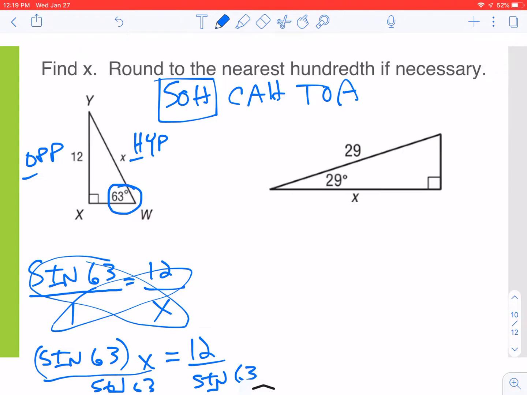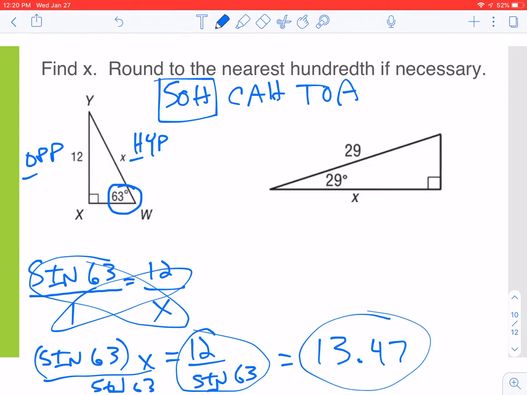And here is what you type in your calculator. 12 divided by sine of 63. So I'm using my Google calculator because I don't like my iPhone one for this. Divided by sine of 63 equals, and I should get 13 point, we'll round up, 13.47. It should be larger than 12, right? So that's going to be our tip-off of how to get that answer.